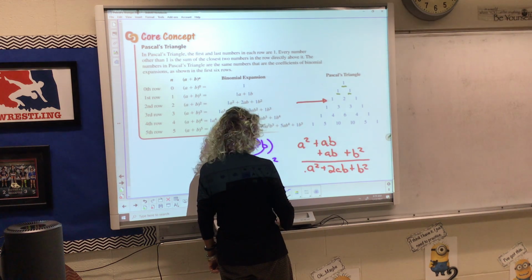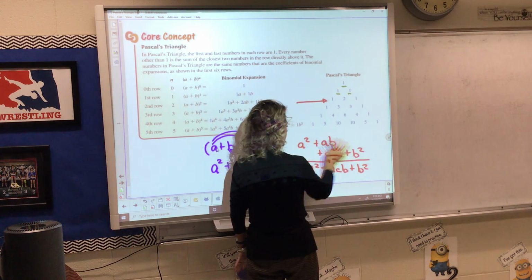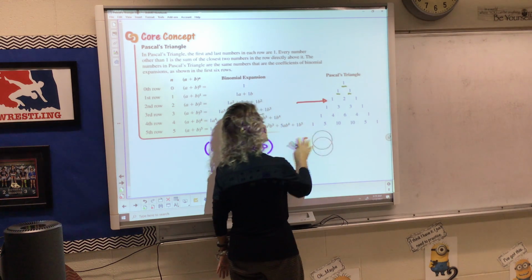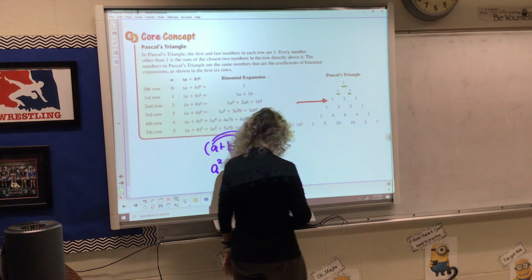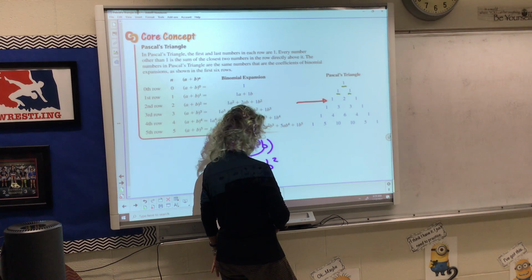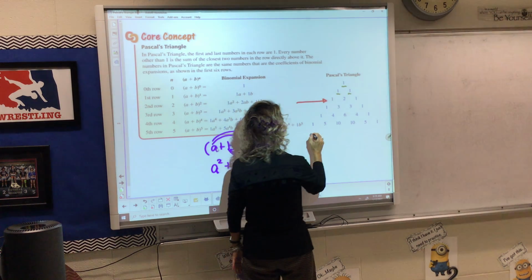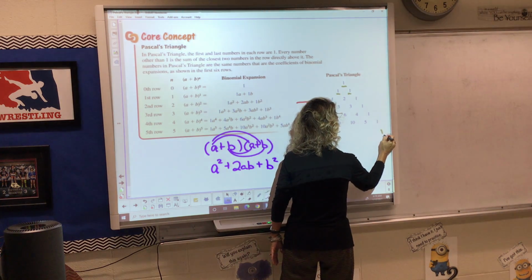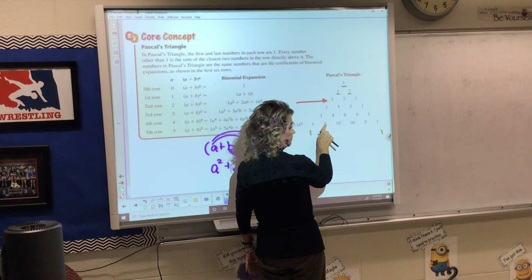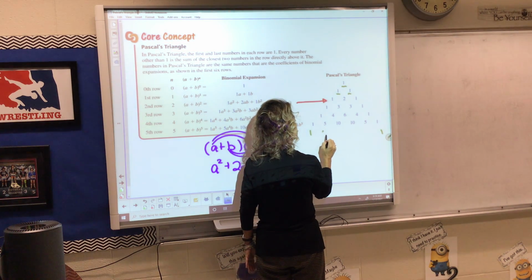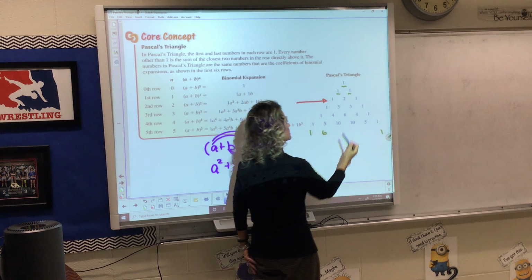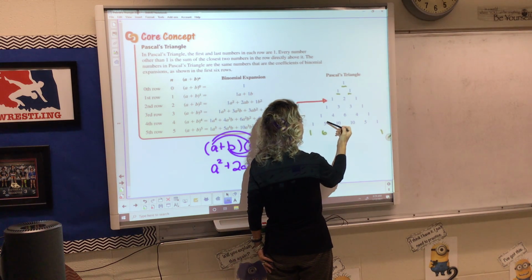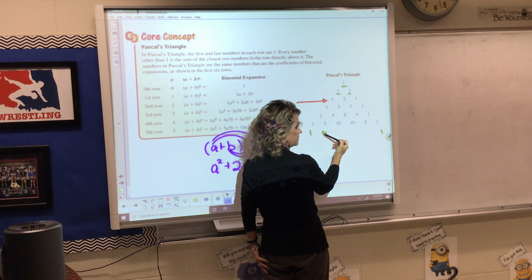Okay, so I'm going to erase this, but if we're going to continue out our Pascal's triangle, I'm going to do it in green, yes? 1 comes along on the outside, yes? And this is to the fifth power, right? This would be to the sixth power for 2 reasons. 1, 2, 3, 4, 5, 6, yes?